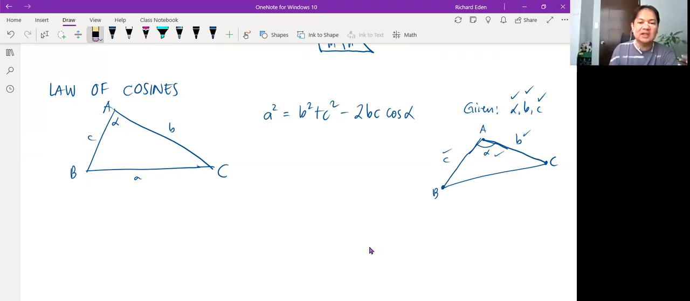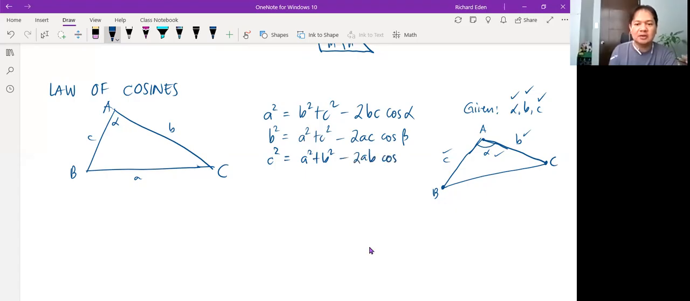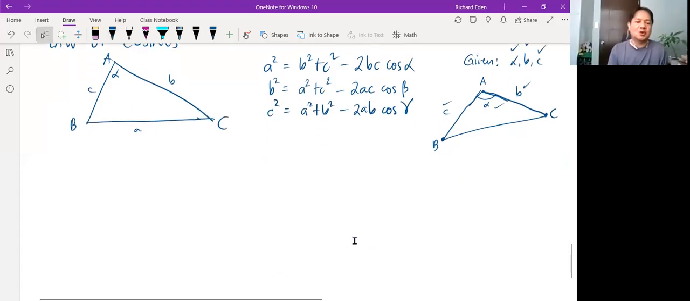A squared is equal to that. And then similarly, B squared naman. The other two sides are A and C, so this is A squared plus C squared minus 2 times AC, and the included angle is beta, minus 2AC cosine beta, and finally C squared is equal to, well, the other two sides are A squared and B squared, A squared plus B squared minus 2AB times the cosine of gamma. So this is the law of cosines.